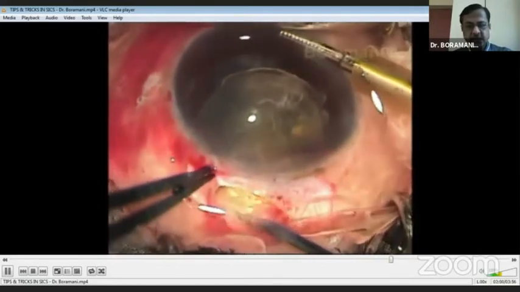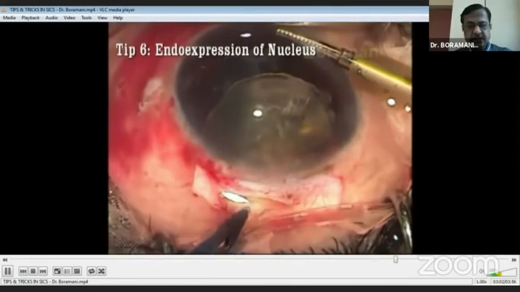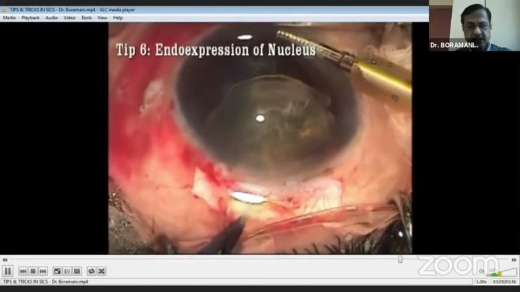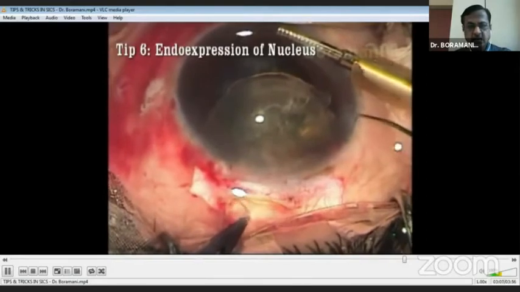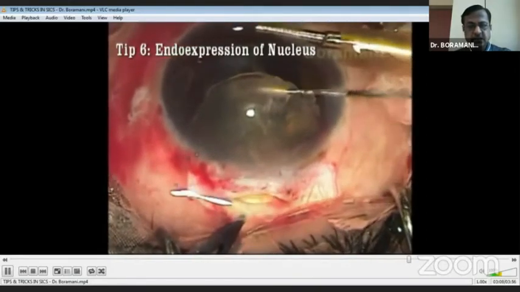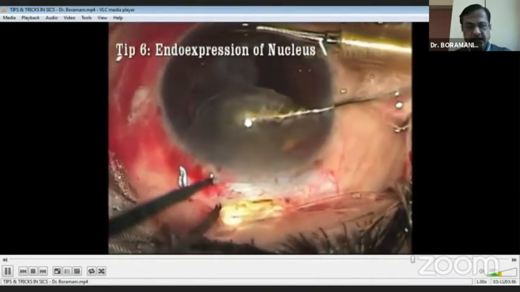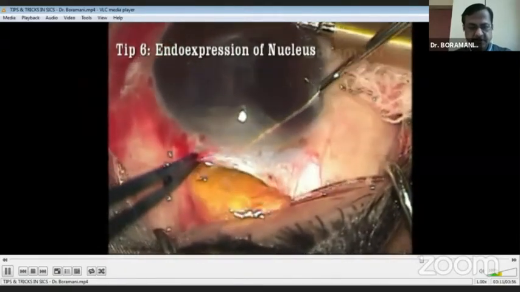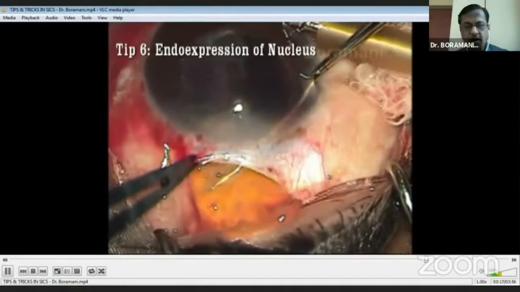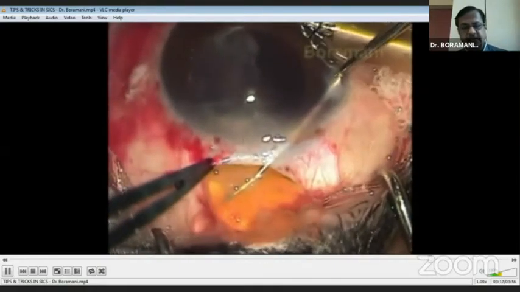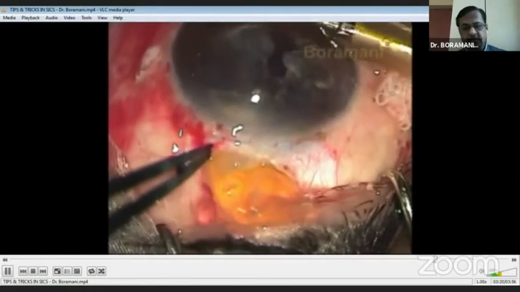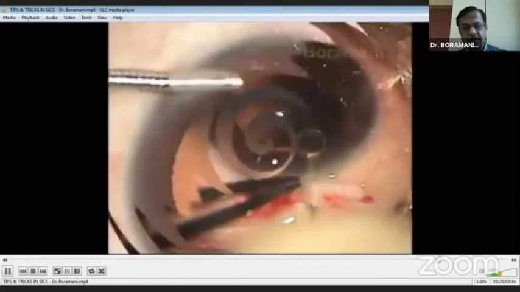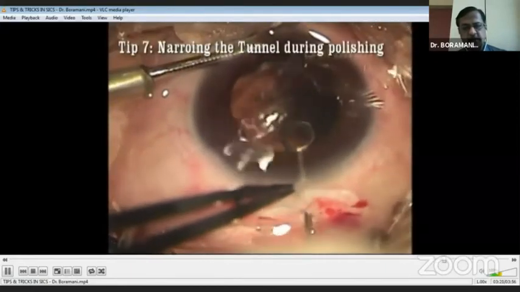Now this is my technique of endo expression. Whenever the nucleus is stuck in the tunnel, which is a small one, with the AC maintainer on and you are working in a deep chamber, with the SICS hook passed through the side port, I try to push the nucleus. The nucleus will either stretch the sclera and come out totally, or it can get fractured in the scleral tunnel. So the friction is on the walls of the scleral tunnel and not the endothelium. This technique is called endo expression of the nucleus.